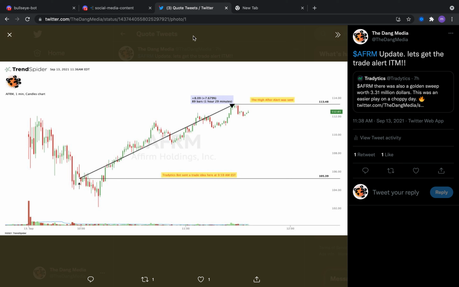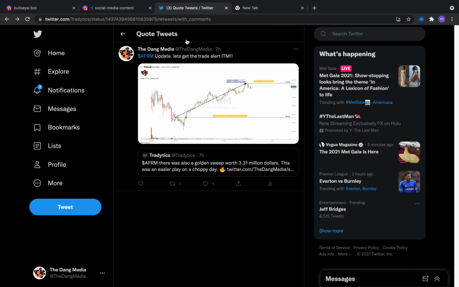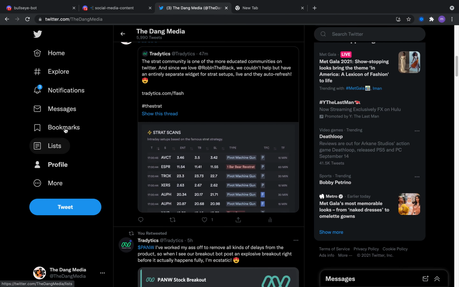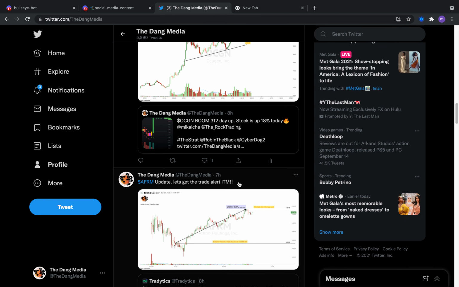Also, I had someone on Twitter ask me if they would have got stopped out here. Like I said, you don't want to follow the bot blindly. When the bot alerts something, it doesn't mean to get in it right away, because when you combine, this is how you combine the strat and Tradytic's.